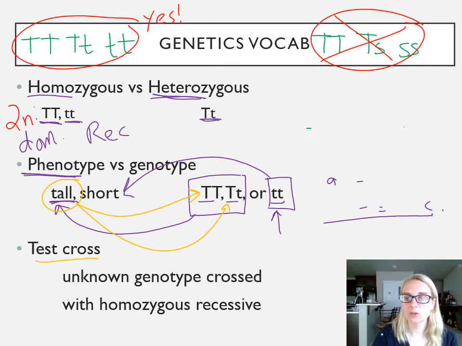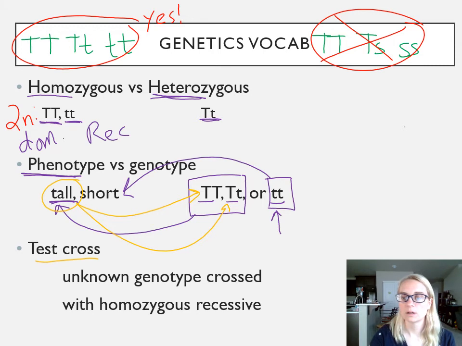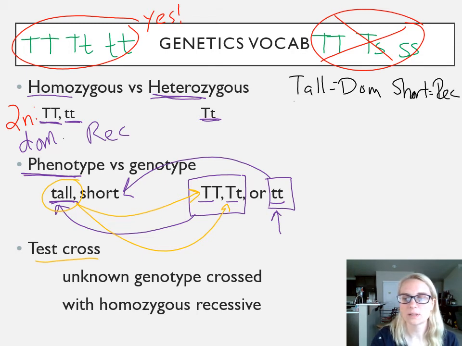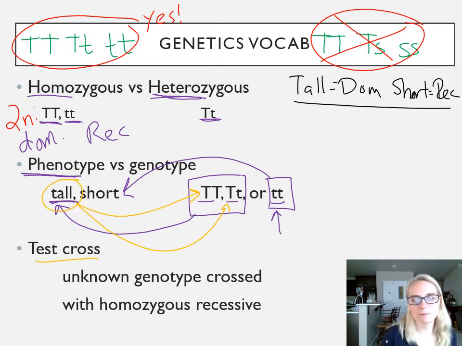So let's say in a test cross, let's do tall and short. I'll just write this up here. Tall is dominant and short is recessive. All right, so that's my key of information.